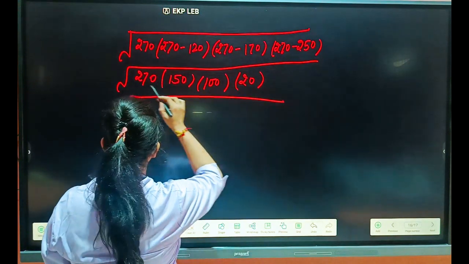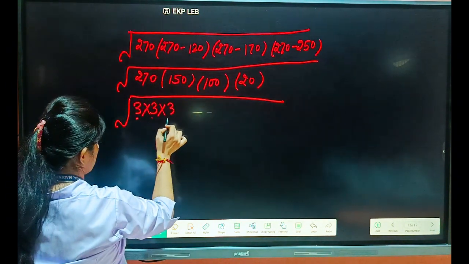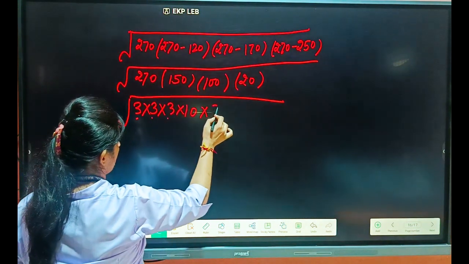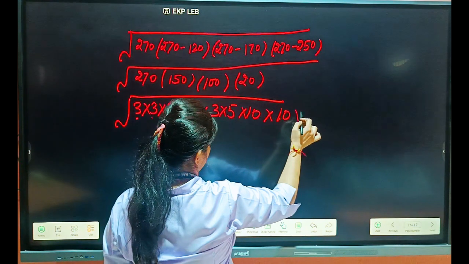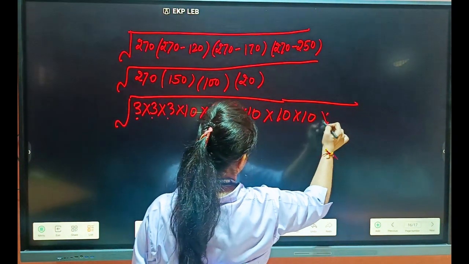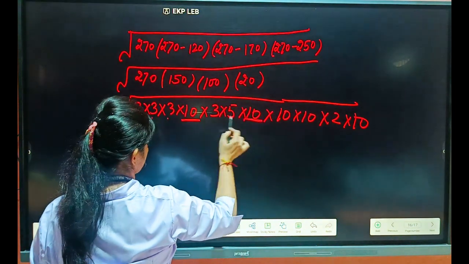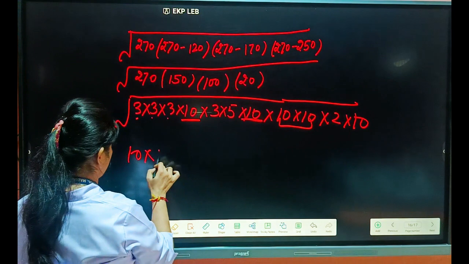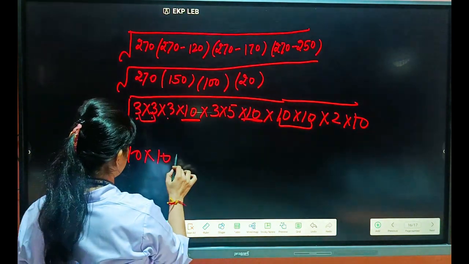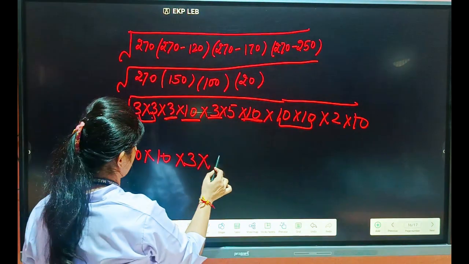देखो, we can make the factor like this: 3, 3, 3, 3 3s are 9, 9 3s are 27 into 10. 3 into 5 into 10. 10 into 10, and here 2 into 10. देखो, how many 10 are there? 1 and 2. From these two 10, 1 10 will come out. From these two 10, 1 10 will come out. ठीक है? From these 3, 1 3 will come out. This and this, 2 3 are there, 1 3 will come out.